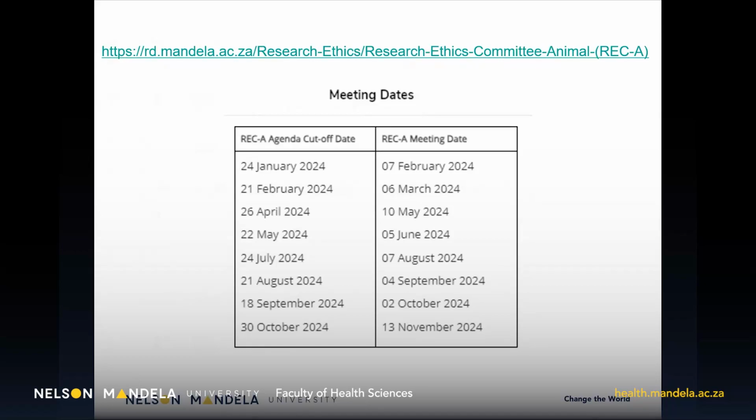On the Research Ethics Committee website, you will see the meeting dates. Similar to what Ms. Barnett showed you just now for Rec H, we also have Rec A meeting dates, and they are fixed dates throughout the year. There's a cutoff date for the proposals and our documentation to be submitted, and then the meeting dates.